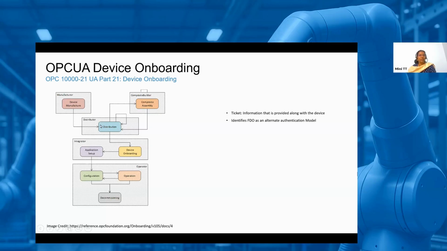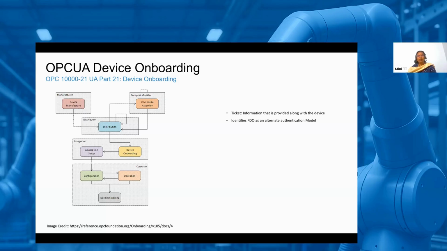Then you come with a distribution, that is your distribution network, and then you come into the integrator. The integrator can do your onboarding application setup. Application setup means your PLC kind of programs and all possible, and then running your configuration, operation, and then decommissioning. This is completely covered in this OPC UA device onboarding protocol.